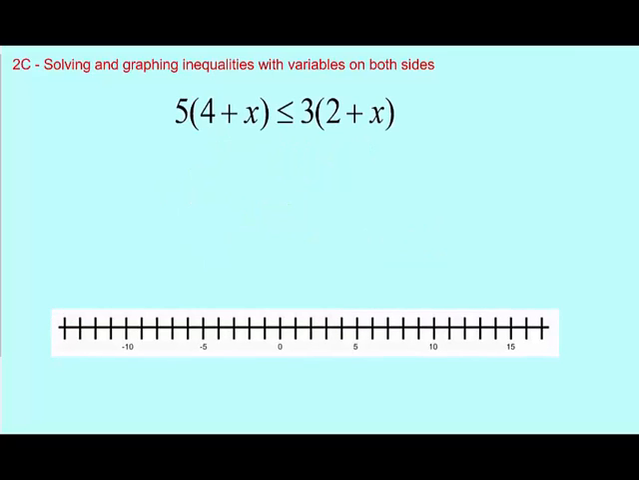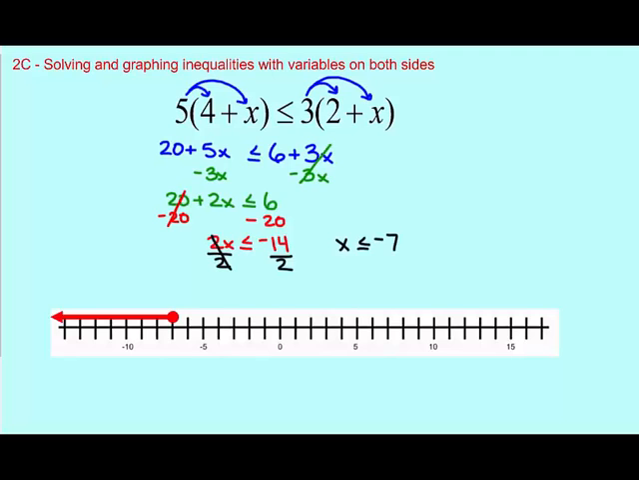Here's another example for 2c. So in this case, first thing we need to do is distribute. Then we can go through and solve. So we end up that x is less than or equal to negative 7. So we have a closed circle at negative 7, and we're shading everything to the left.